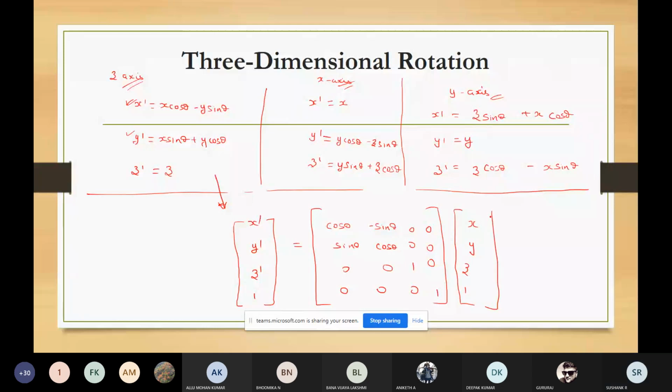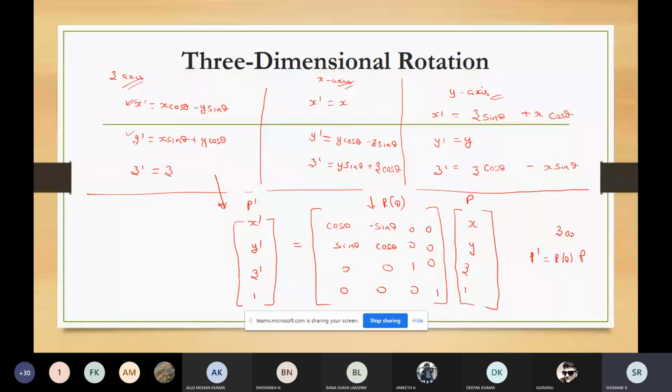This is R of theta, which we'll call R of theta. This you can call p dash and this p. So you can write it as p dash is equal to R of theta into p. Here the rotation is along the z-axis.